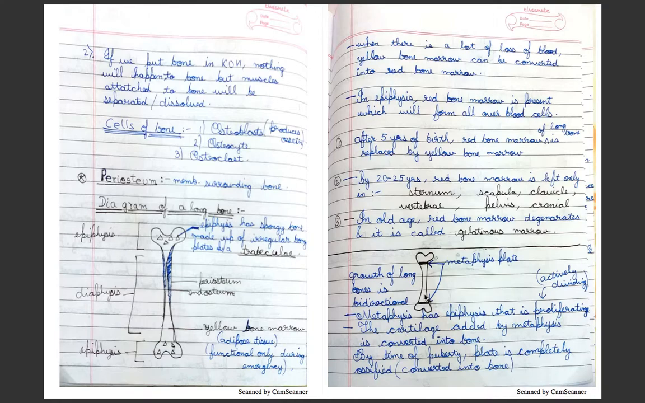The cartilage added by the metaphysis is converted into bone. Here the cartilage is secreted by this plate, and afterwards converts into bone, and that results in the growth of the length of the bone. By the time of puberty, this plate is completely ossified, that is it gets converted into bone, and in an x-ray no one can find the plate after puberty.